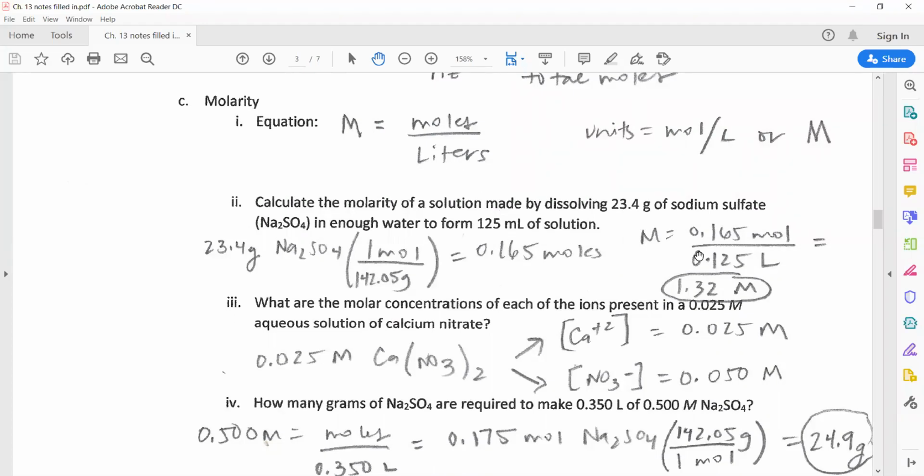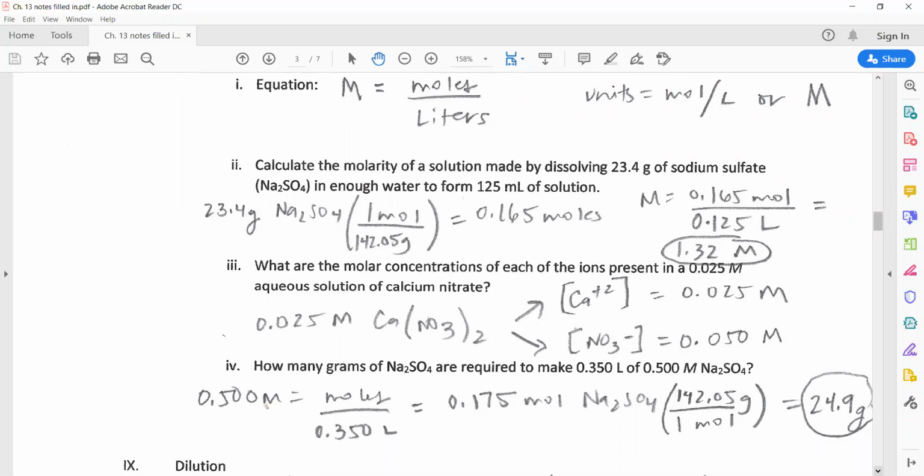We've got to convert that to liters by dividing by 1,000. So we get 0.125 liters on the bottom. And our molarity comes out to be 1.32. You can either say moles per liter or just capital M for molar.